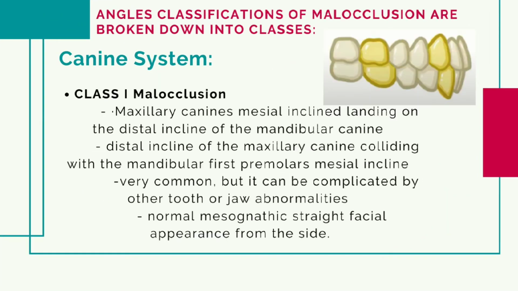In the canine system, Class 1 is characterized by the maxillary canine's mesial incline landing on the distal incline of the mandibular canine, and similarly the distal incline of the maxillary canine colliding with the mandibular first premolar's mesial incline. Angle's Class 1 is very common, but it can be complicated by other tooth or jaw abnormalities, which can result in overcrowding and alignment irregularities. This results in a normal mesognathic straight facial appearance from the side.